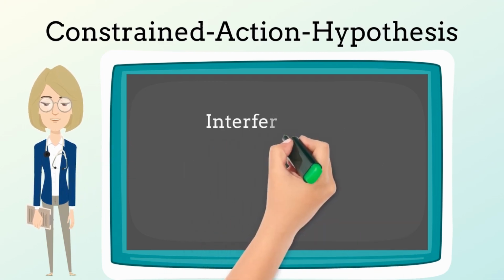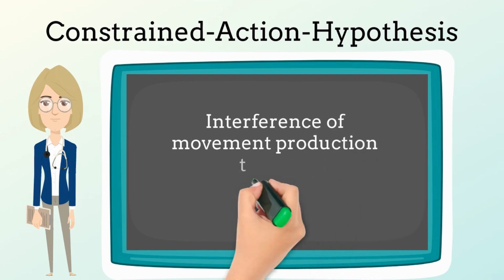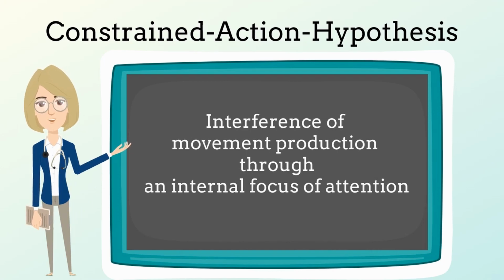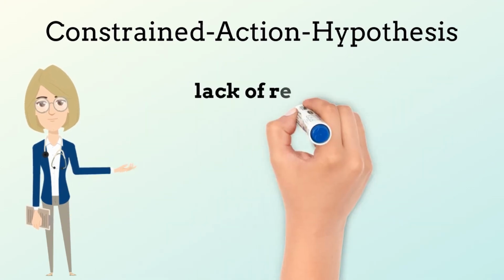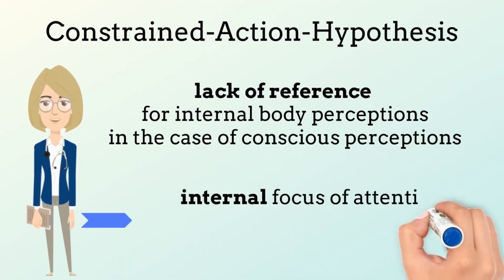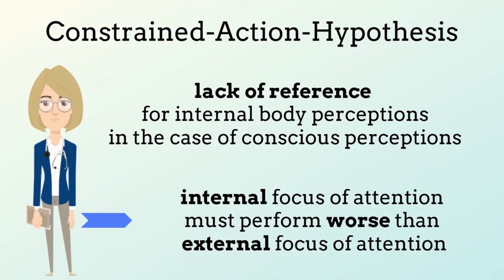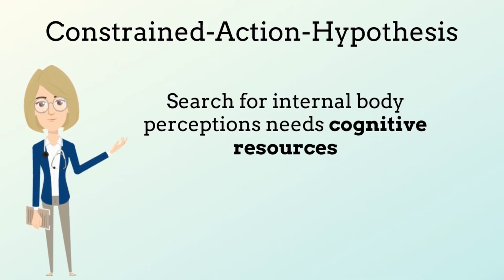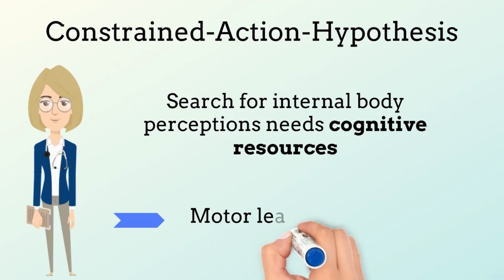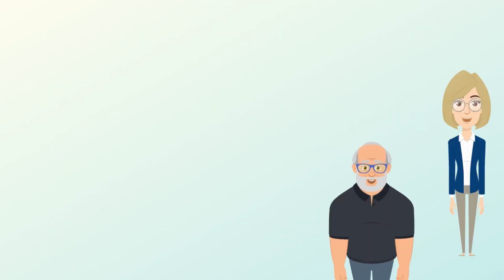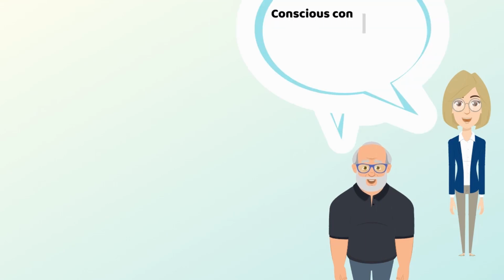This result was explained by an interference of non-conscious internal processes for the movement production through an internal focus of attention. However, Wulf did not so far consider a lack of reference for internal body perceptions, which, in turn, are provided for a focus of attention on external events. Hence, searching for internal events that we cannot distinguish will clearly absorb cognitive resources and, as such, will disturb the motor learning process. Both the reinvestment hypothesis and the constrained action hypothesis are based on the assumption that conscious control of the movement execution is not necessary and would even interfere with it.